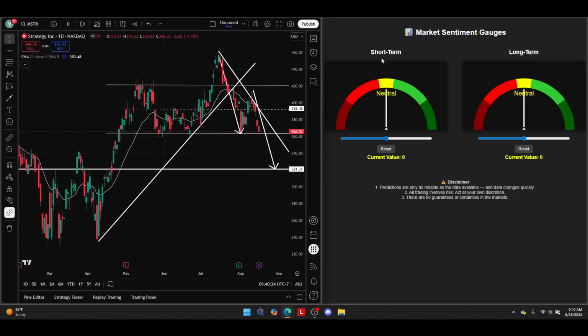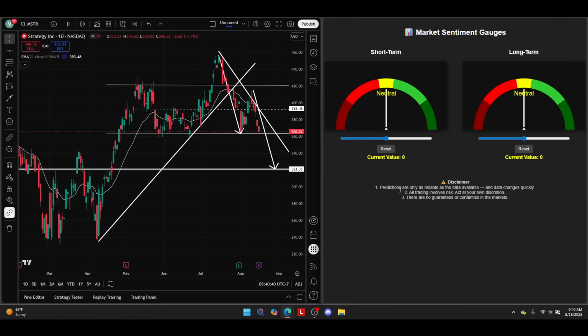So now I have a short-term gauge showing what I believe would be the market sentiment in the short term, and what I believe in the long term. These are interactive. You can play with them depending on what the price action is showing me.